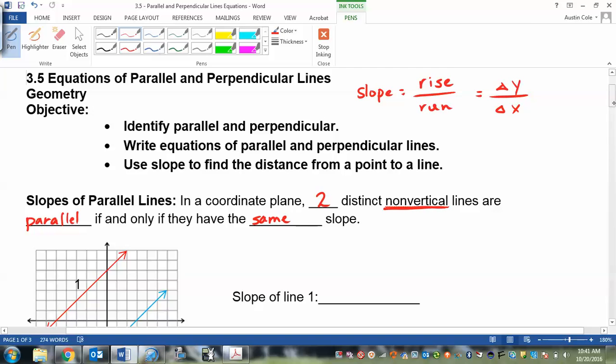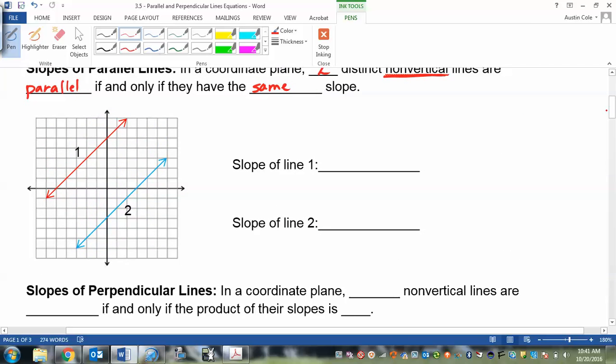Okay, here we go. Example 1. It says, find the slope of line 1. Now, if we're given the line, here's what we're going to do. We're going to go over to the line, and I'm going to find a point where it crosses exactly. From here, I'm going to go up 1 and over 1, up 1, over 1, up 1, over 1. So my rise is how many? 1. My run is 1, which means my slope is 1.